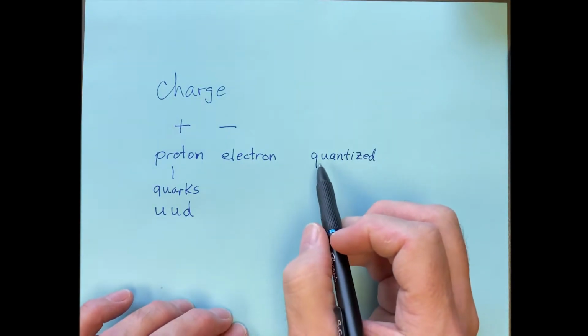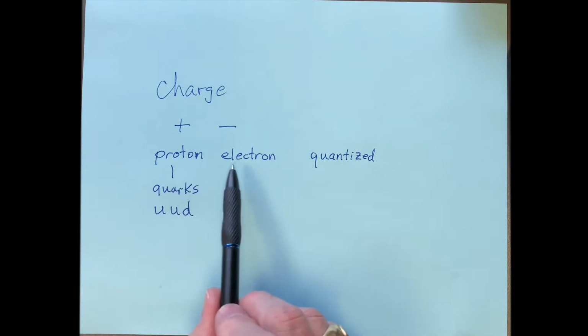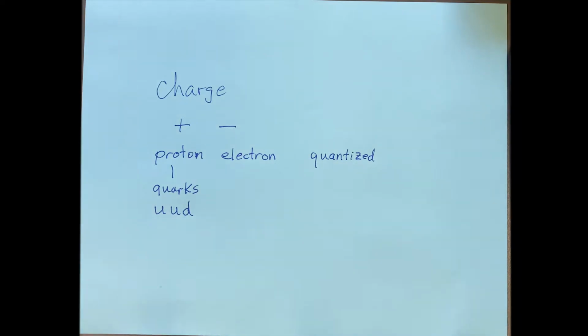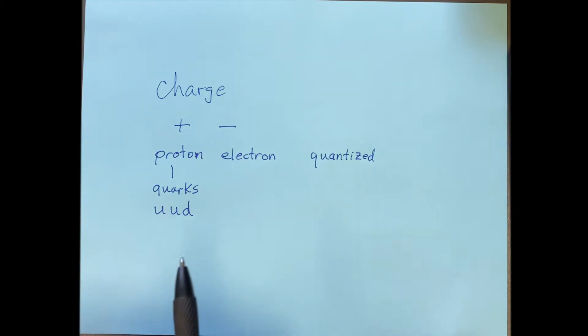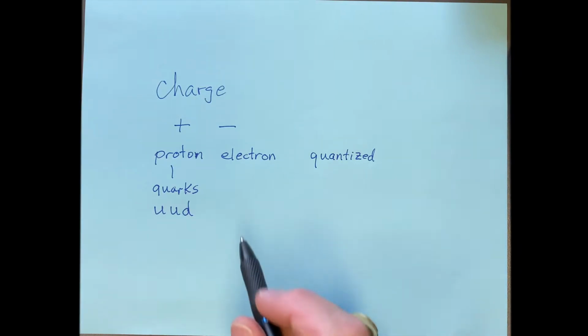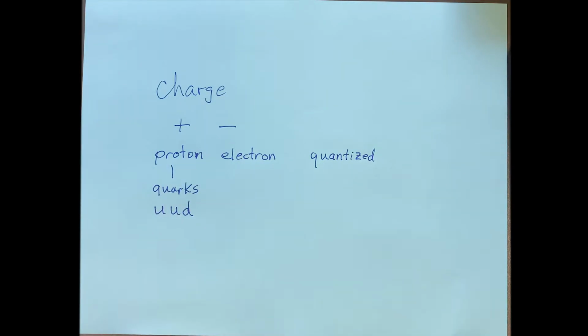Quantized means that any amount of charge that you can think of must be some integer multiple of these two. Okay, so if you want to have one proton or two protons, that's fine. 3, 10, a billion protons is fine, but you will never have 2.5 protons. You'll never have 2.3 protons of charge. So that's what is meant by quantized. That charge comes in discrete packages.